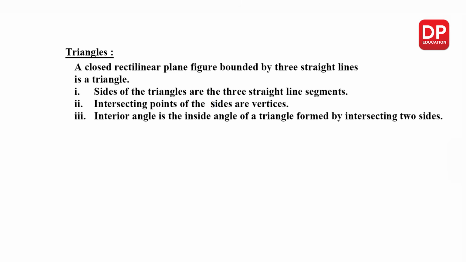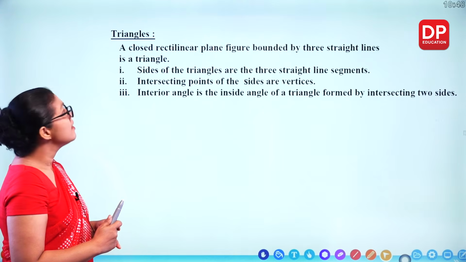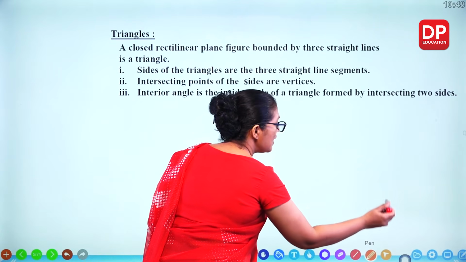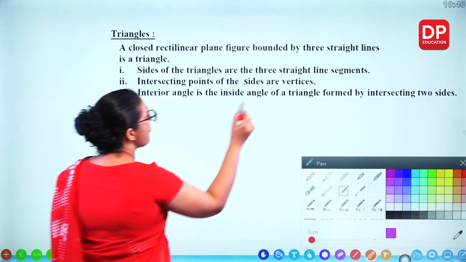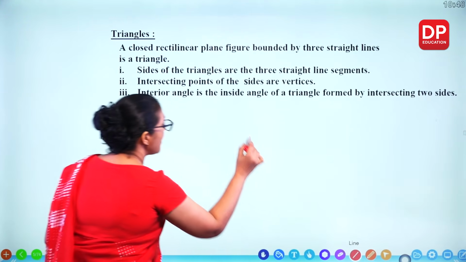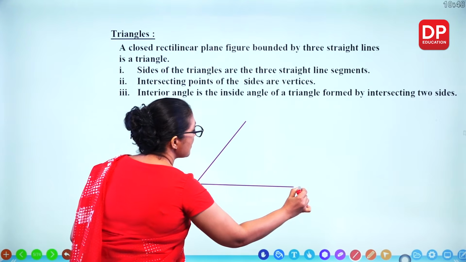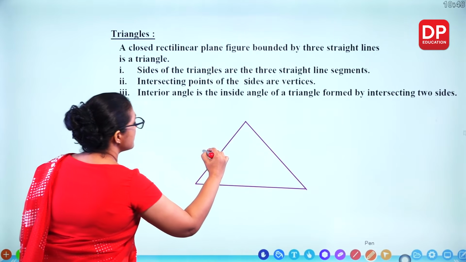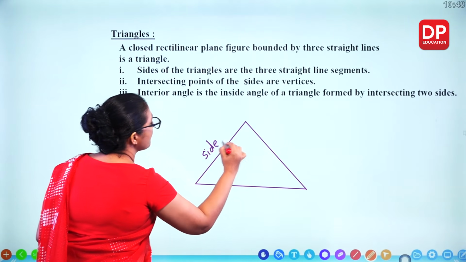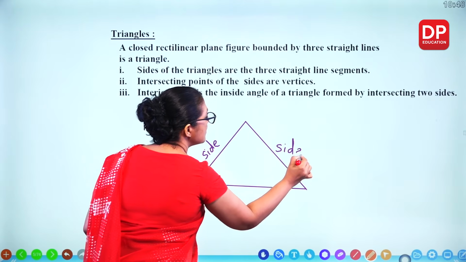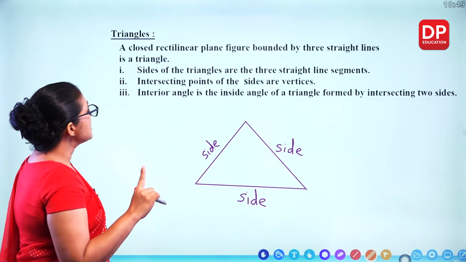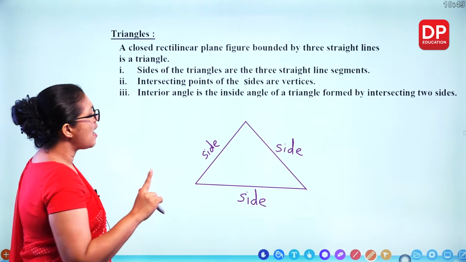Now we'll see what are triangles. A closed rectilinear plane figure bounded by 3 straight lines is a triangle. So sides of the triangles are the 3 line segments. So we'll take a triangle with 3 line segments. So these are called sides. So this is side. This is also side. This is another side. 3 sides are there.